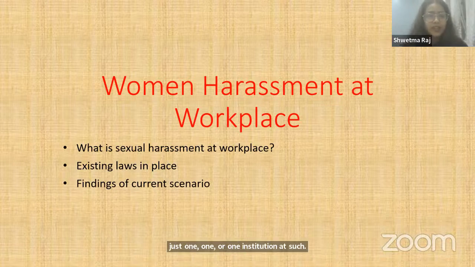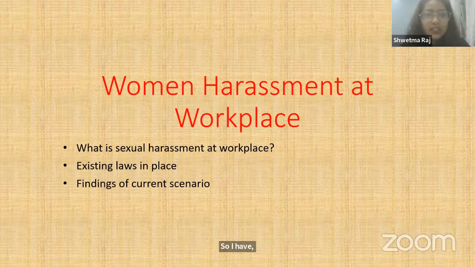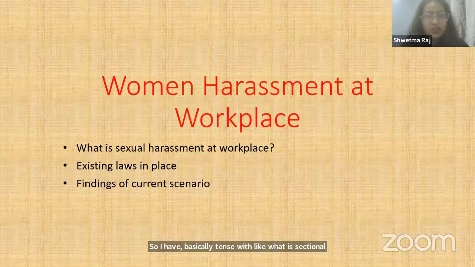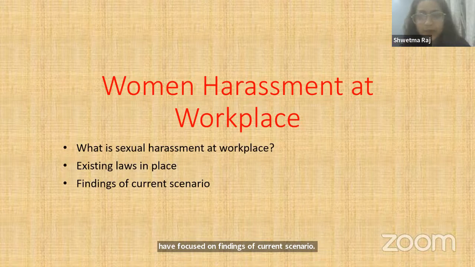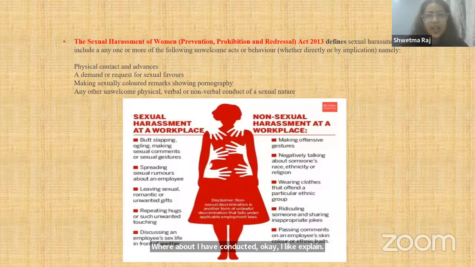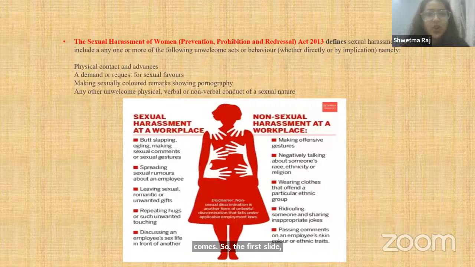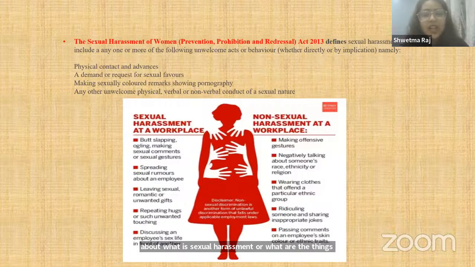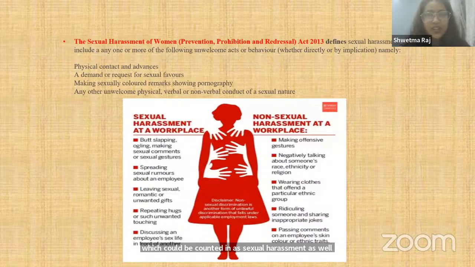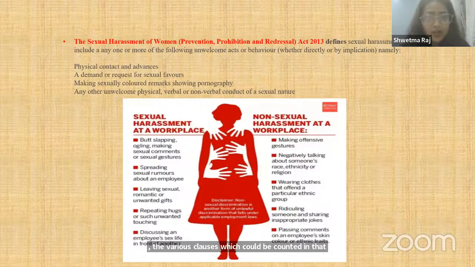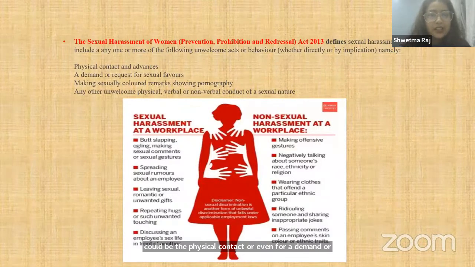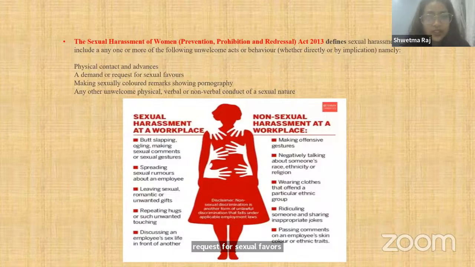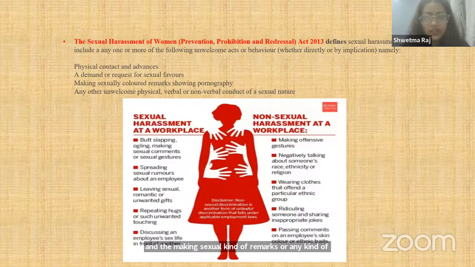So I have basically dealt with what is sexual harassment at workplace, the existing laws in place, and mostly I have focused on findings of the current scenario. The first slide describes what sexual harassment is, what could be counted as sexual harassment as well as non-sexual harassment, and the various definitions and clauses: physical contact, a demand or request for sexual favors, making sexual remarks, or any kind of unwelcome physical, verbal, or non-verbal conduct of a sexual nature.